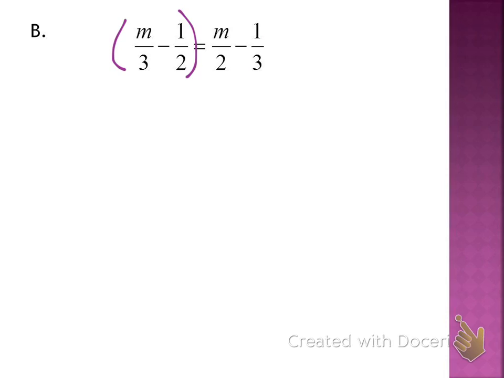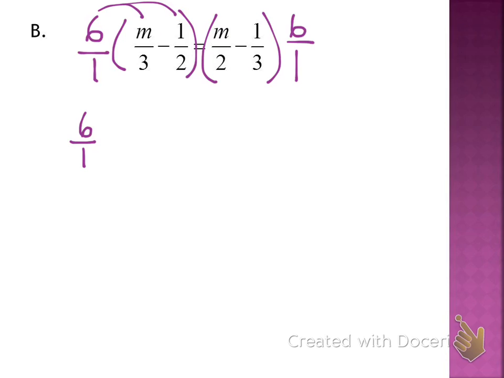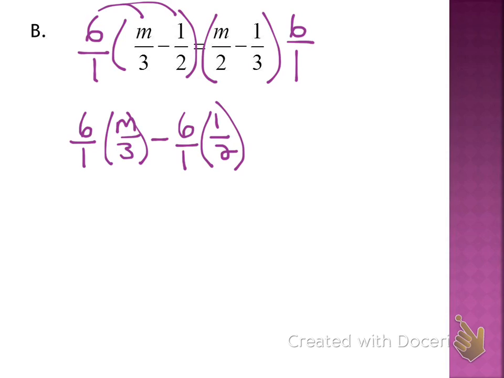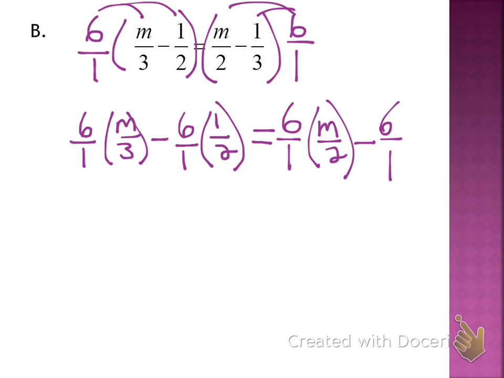So I'm going to multiply by 6 over 1, and on the right side by 6 over 1. Distribute to each term. So 6 over 1 times m over 3 minus 6 over 1 times 1/2 equals 6 over 1 times m over 2 minus 6 over 1 times 1 over 3. Now I'm going to start hopefully seeing my fractions turn to whole numbers.